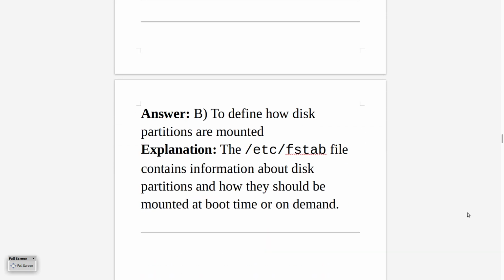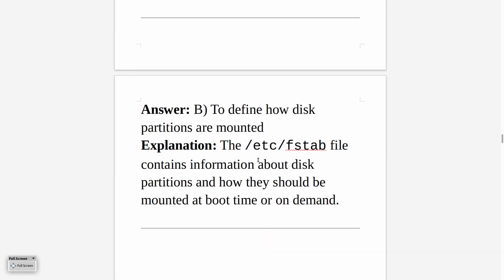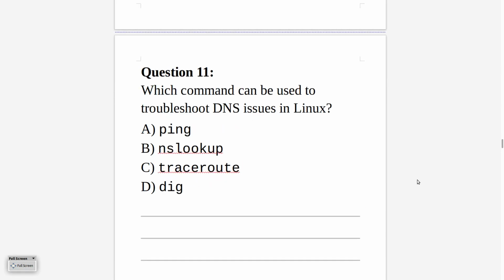So let's have a look just to confirm. Pretty sure I'm right. Indeed, it's to define how disk partitions are mounted. The xefstab file contains info about disk partitions and how they should be mounted at boot time or on demand. Indeed.